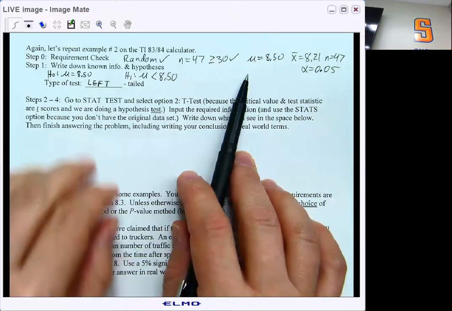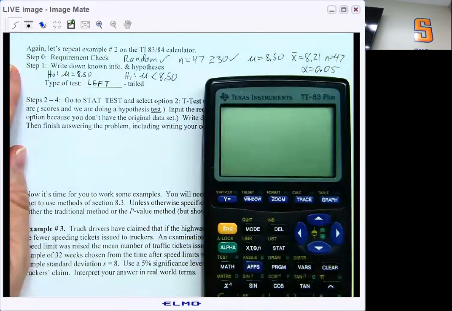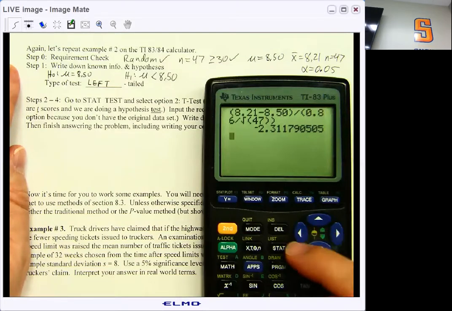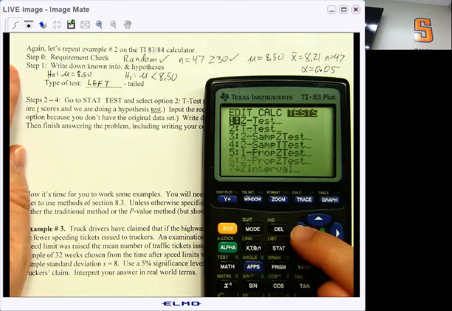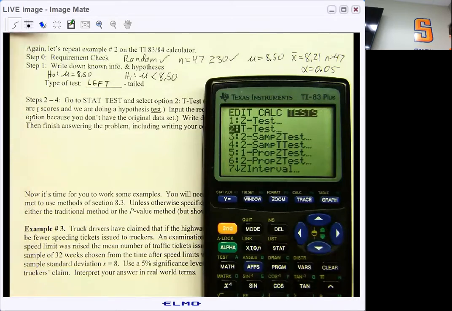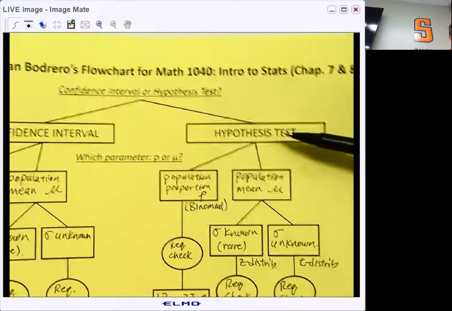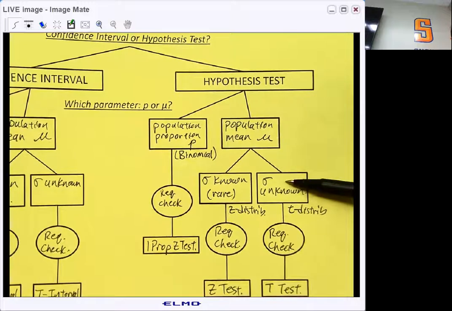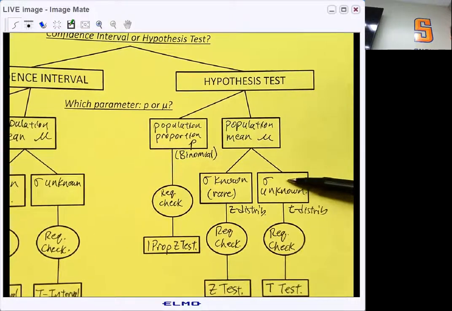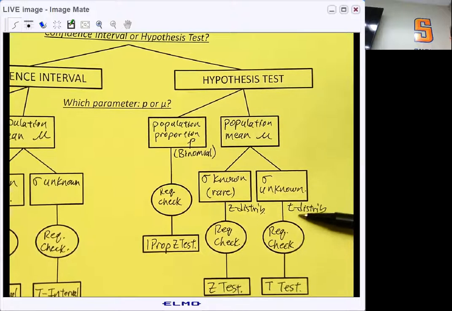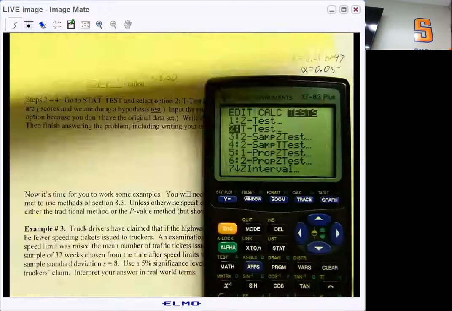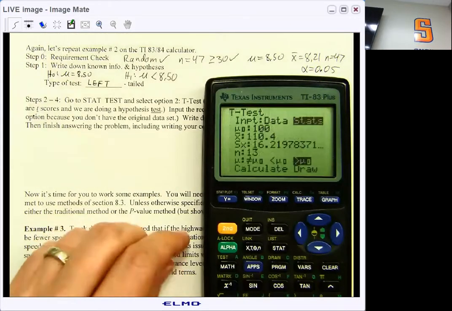But now we're going to get some help from the calculator. So we're going to turn the calculator on. And here was our test statistic from that last problem. Let's go ahead and do stats, tests, and we're going to run the t-test program. And the reason is we're doing a hypothesis test for a population mean. The population standard deviation is unknown, but we do know this sample standard deviation. So we'll do the t-distribution, we'll check our requirements, and then we'll run the t-test. Okay, so we're running the t-test, and let's see what happens here.